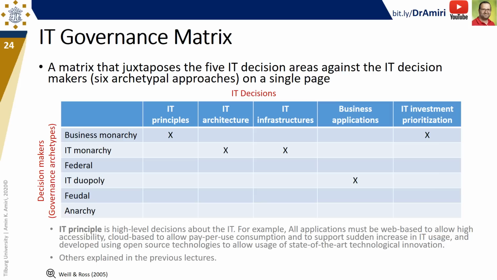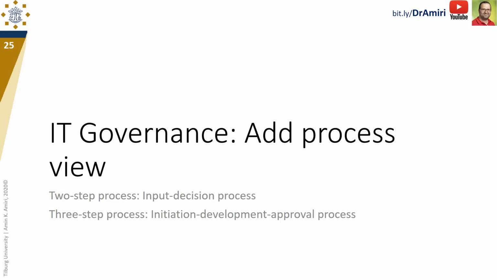So if you use IT decisions and governance archetypes to create a matrix that juxtaposes the 5 IT decision areas against the 6 archetypal approaches, then you have an artifact that is called IT governance matrix, which shows clearly how decisions are made in an organization. It shows a full picture of the decisions that are made in the organization and who is in charge of making those decisions. So far, we have learned about a structural view of IT governance.